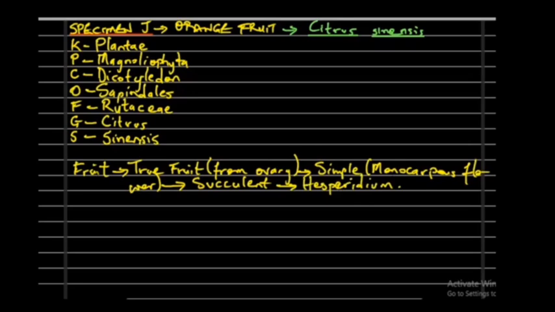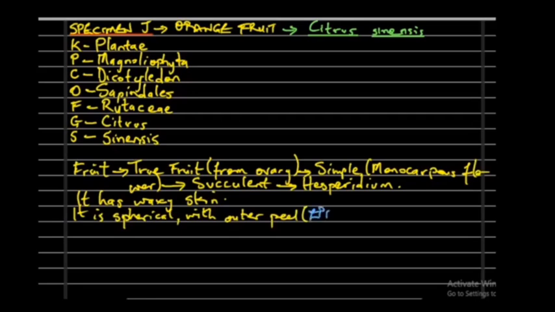Hesperidium. This particular fruit, oranges, they have waxy or oily skin. They are spherical in shape, with an outer peel, which is called the epicarp. We call the outer peel the epicarp.